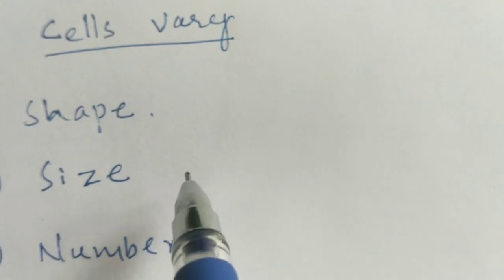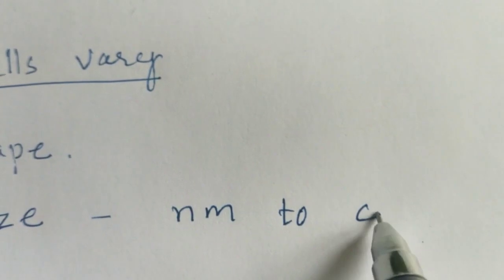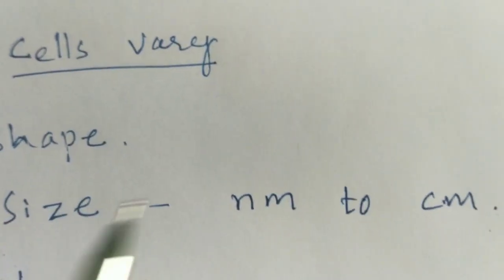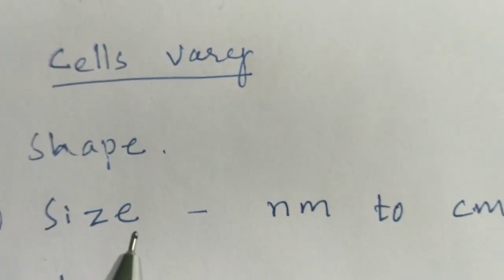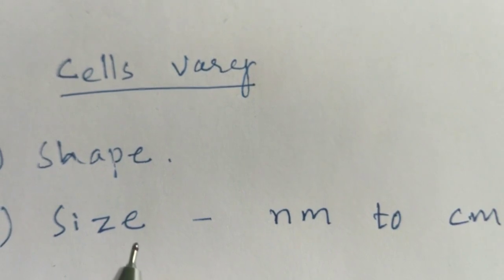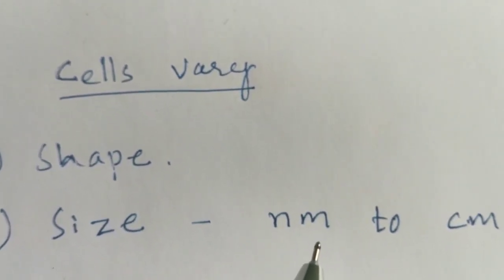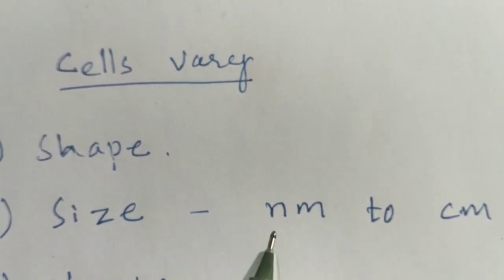Cells vary in their size from the nanometer to centimeters in their sizes. So cells vary from organism to organism in their sizes. For example, bacteria, virus, you can compare to the cells found in the well-developed organisms like human or whale, etc.